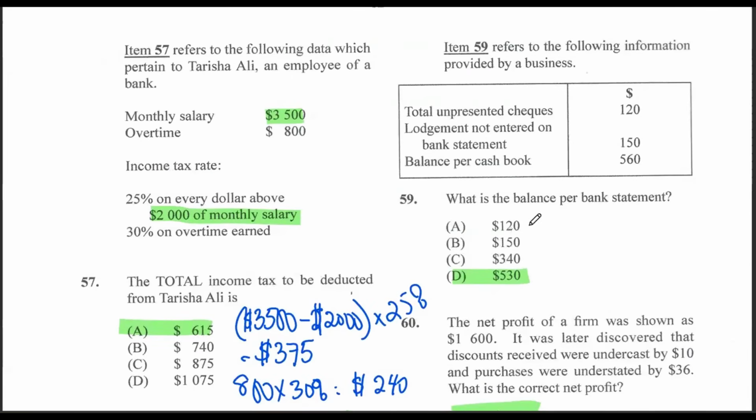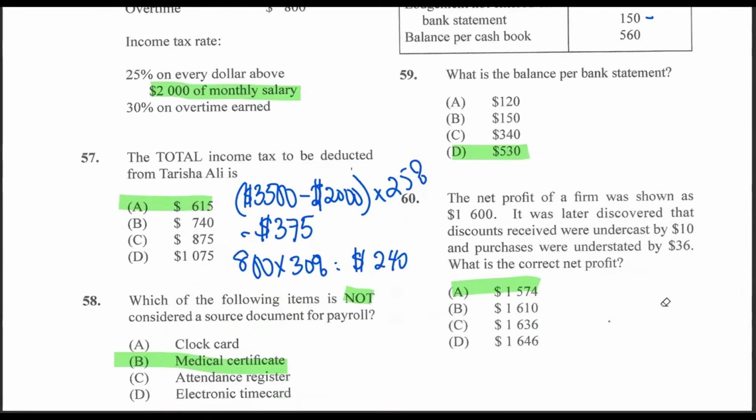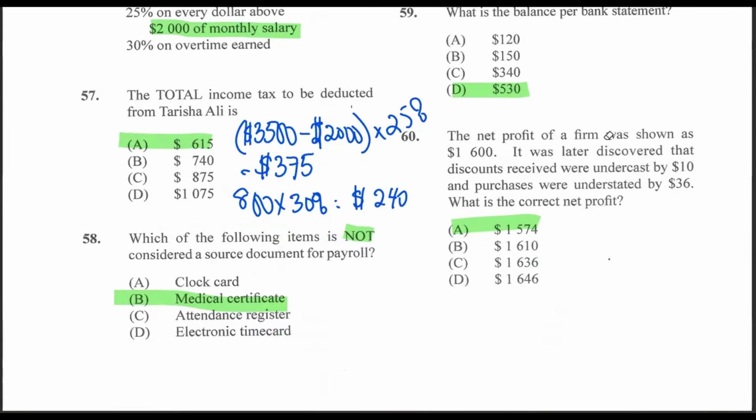Question 59. What's the balance per bank statement? Well, there's a bank reconciliation format being tested. If you do have your balance as per cash book, you normally add your unpresented checks onto that, subtract your lodgement, and that will give the balance as per bank statement. In this case, our answer should be $530. Finally, in question 60, net profit of the firm was shown as $1,600.